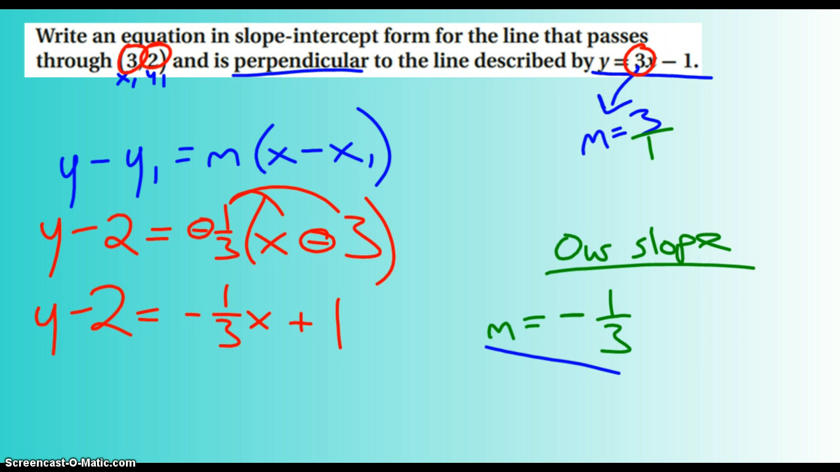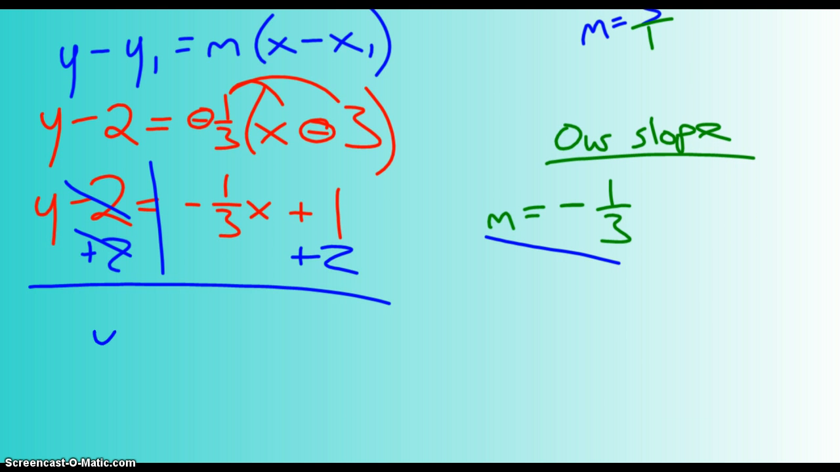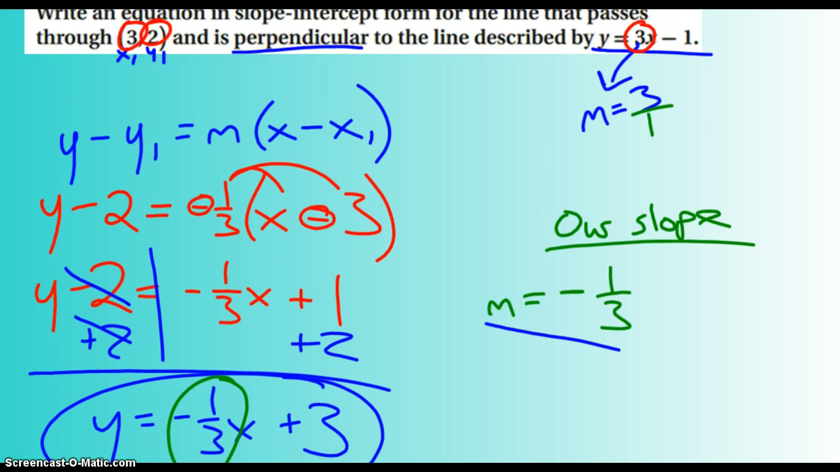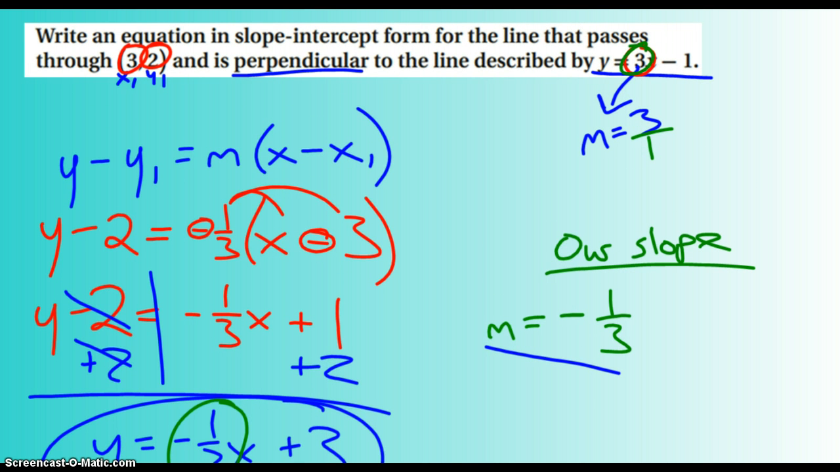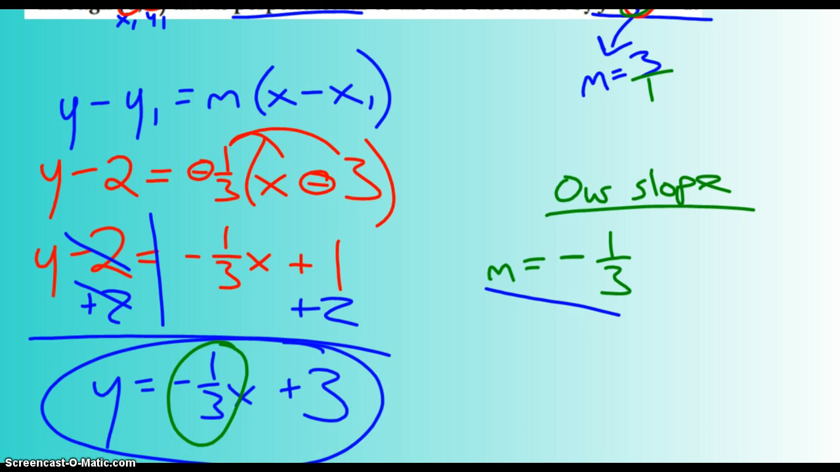To put it into slope-intercept form, add 2, solve for y, and we are left with y equals negative 1/3 x plus 3. Notice how the slope of this equation and the one they gave us have opposite reciprocal slopes. That is our answer. We have come up with an equation that is perpendicular to the given one and passes through the point that they gave us. Alright, that's all I've got for you today. It's very similar to figuring out stuff with parallel lines, except now we're talking about that special intersection of 90-degree angles.